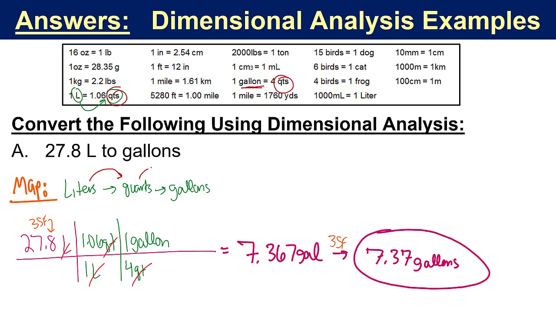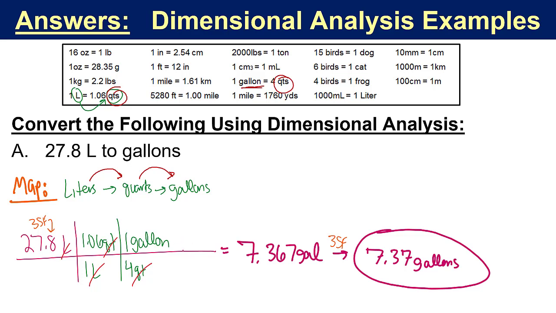Now I got to go from quarts to gallons. So I'm going to do the same thing. My equality is 1 gallon is equal to 4 quarts. Quarts goes in the denominator, leaving me with gallons here. Quarts wind up canceling. Then I just take my calculator, plug and chug. 27.85 times 1.06 times 1 gallon equals, remember, multiply across the top, now divide across the bottom. Divided by 1, divided by 4 equals.